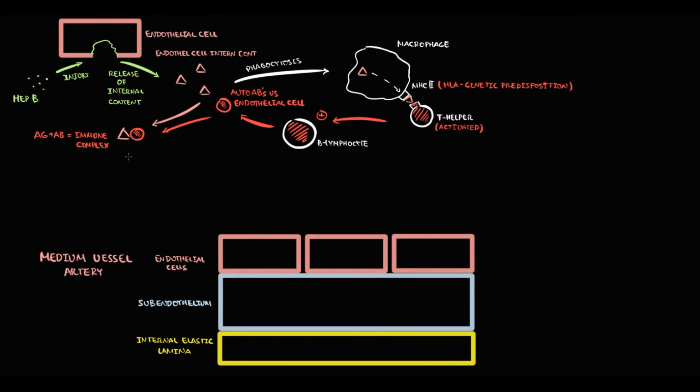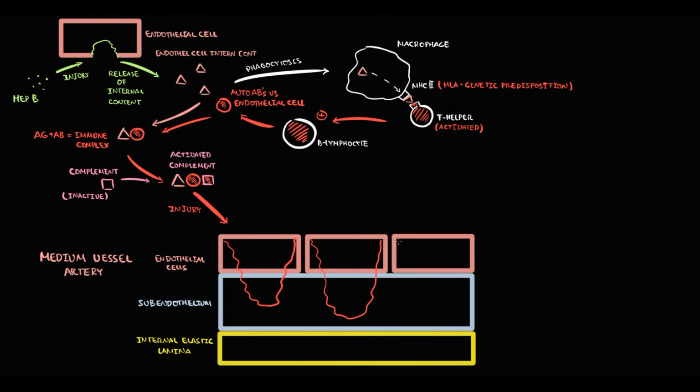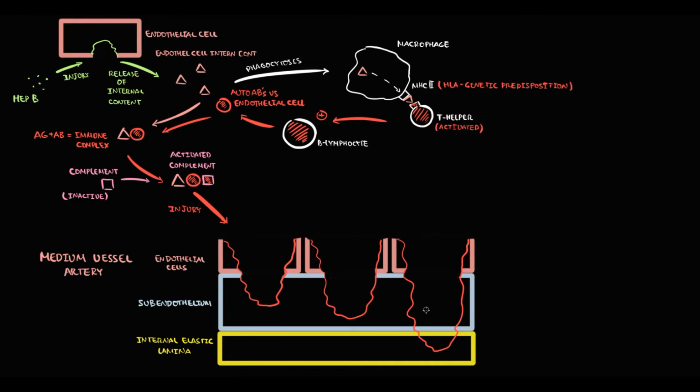The problem here is that these immune complexes can activate complement. In normal condition, complement circulates through the bloodstream in an inactive state. But once immune complex binds to complement, complement immediately becomes activated. Activated complement together with immune complexes cause direct damage to arterial vessel wall. Let's suppose that we have three areas with different severity of damage, from mild damage that affects endothelial cells and subendothelium to severe damage that affects also internal elastic lamina.